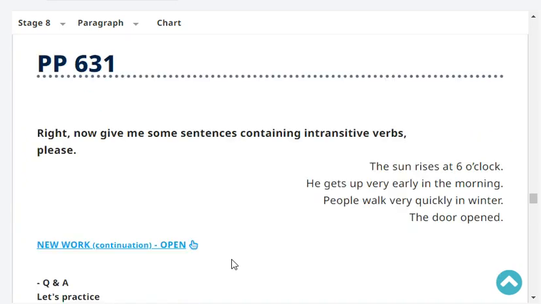Greg, now give me some sentences containing intransitive verbs, please. The sun rises at six o'clock. He gets up very early in the morning. People walk very quickly in winter. The door opened.